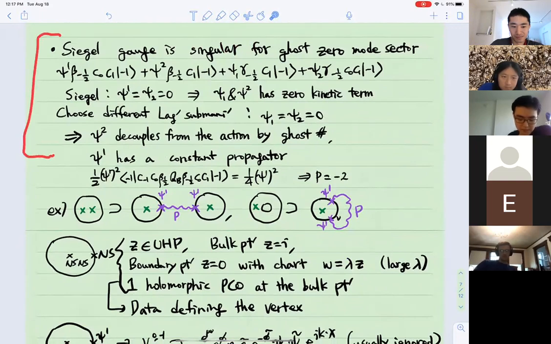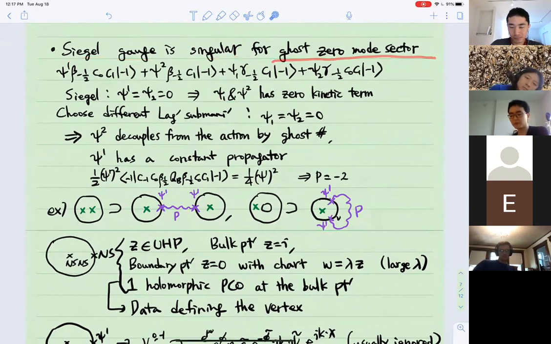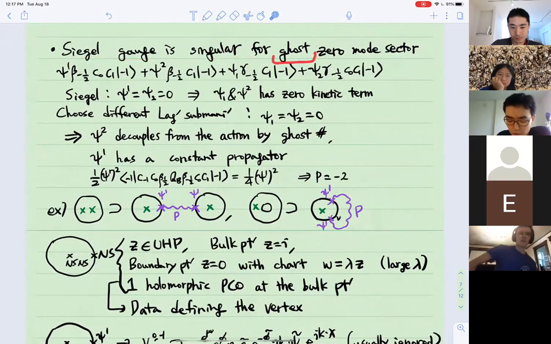The second aspect is that Siegel gauge is actually singular for something called the ghost zero mode sector. What is this sector? All I mean is that we consider the weight zero modes. These are weight zero states with just pure ghost oscillators, and there are only 4 of them. You can write all of them. In the usual BV, these are the fields, and these 2 are the anti-fields. But Siegel gauge actually fixes this one and this one to be 0, because they are not annihilated by B0. So you're left with these 2 fields.